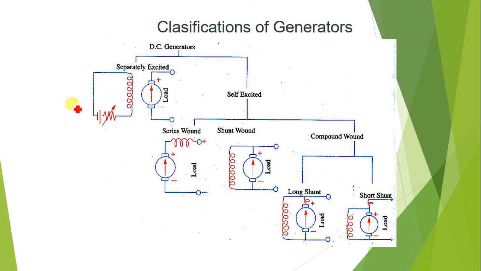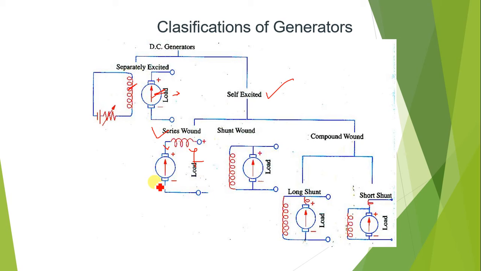The first one is the separately excited DC generator. You have a separate supply for the field coil, and this is your armature coil. It will be connected to your load, or whichever way you connect. So this will become a separately excited DC generator. The next one is self-excited. If the field coil is connected in series with the armature coil, that will become a series wound self-excited generator.